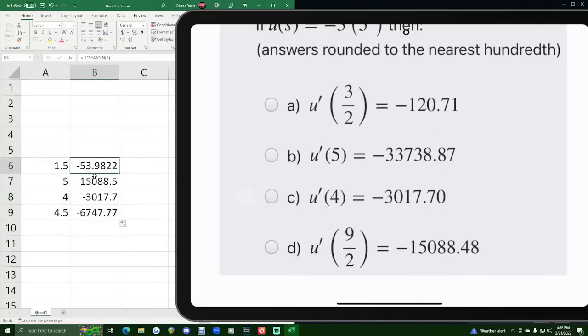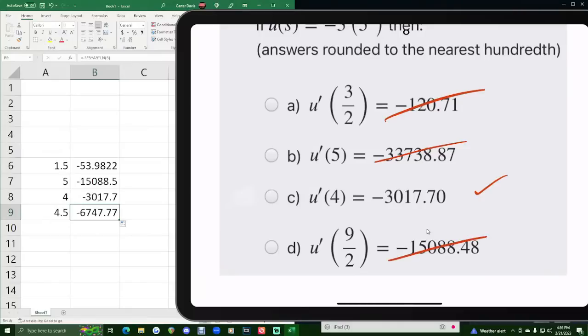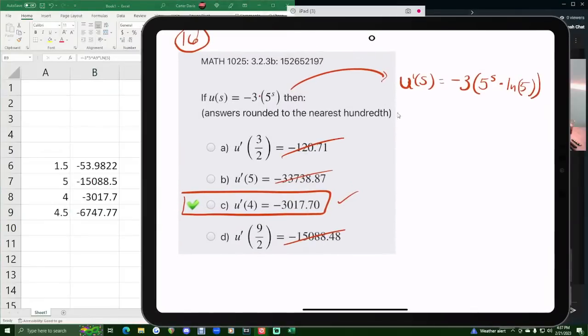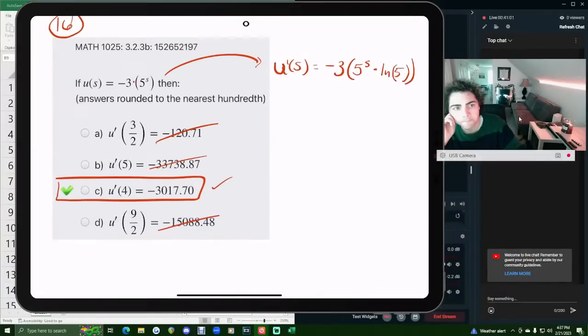So -53, -120, no. -15, -33, no. -3017, -3017, yep. And then the last one, -67, -15, nope. So C must be our answer. So that was kind of a fun, creative way to go about it in Excel. All right.